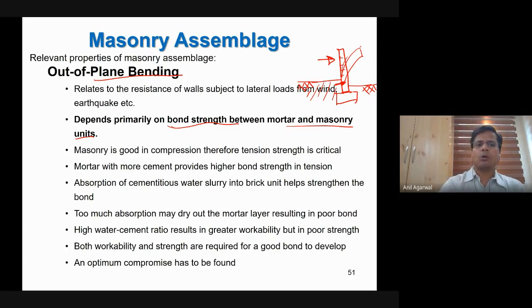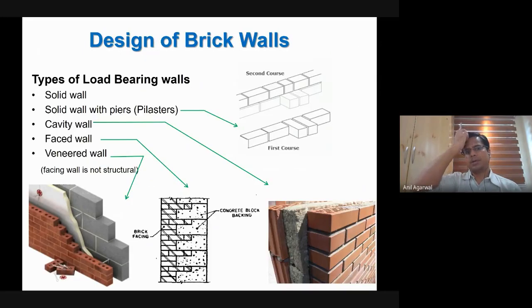Okay, so how to develop a good bond, we have already discussed several times. We can't have too much absorption. We should not have a very high initial rate of absorption, but we should have some absorption. So too little absorption is bad. Too high water absorption from the mortar to the bricks is also bad. Also, workability is important, and strength is also important to some extent. Okay, so with these various parameters, the masonry assembly plays a role.